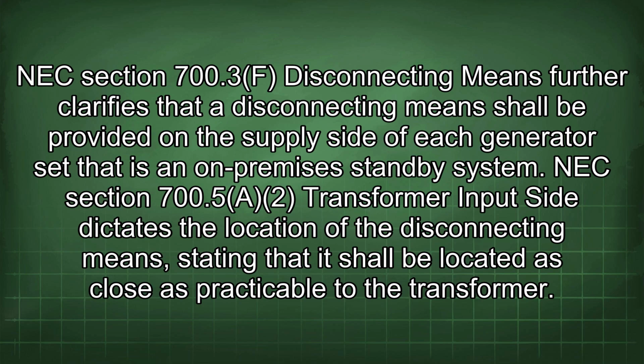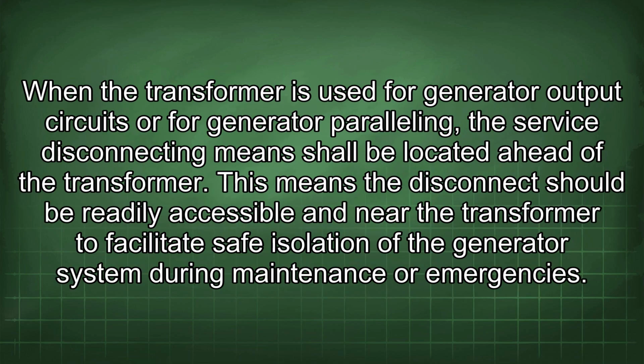NEC Section 700.5, regarding the transformer input side, dictates the location of the disconnecting means, stating that it shall be located as close as practicable to the transformer. When the transformer is used for generator output circuits or for generator paralleling, a service disconnecting means shall be located ahead of the transformer. This means the disconnect should be readily accessible and near the transformer to facilitate safe isolation of the generator system during maintenance or emergencies.